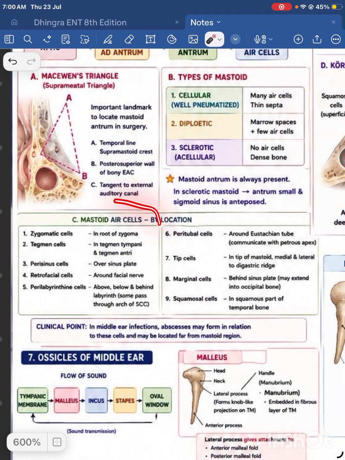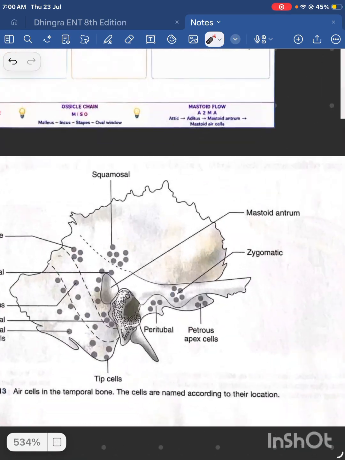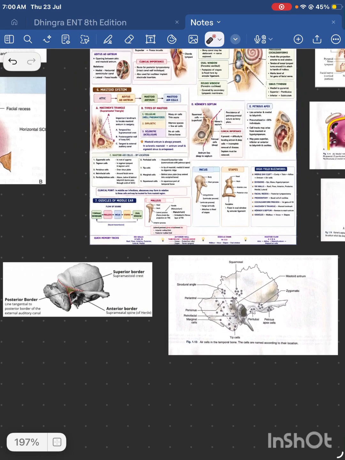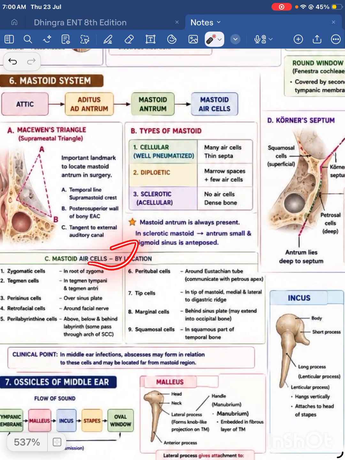Then we have mastoid air cells by location. If you see this diagram, according to the locations we have divided the mastoid air cells into different areas. We have zygomatic cells on the root of the zygoma, peritubular cells near the eustachian tube, perisinus cells above the sinus plate, retrofacial cells along the facial nerve, marginal cells, tip cells, and squamous cells on the squamous area. Also tegmental cells on the tegmen.